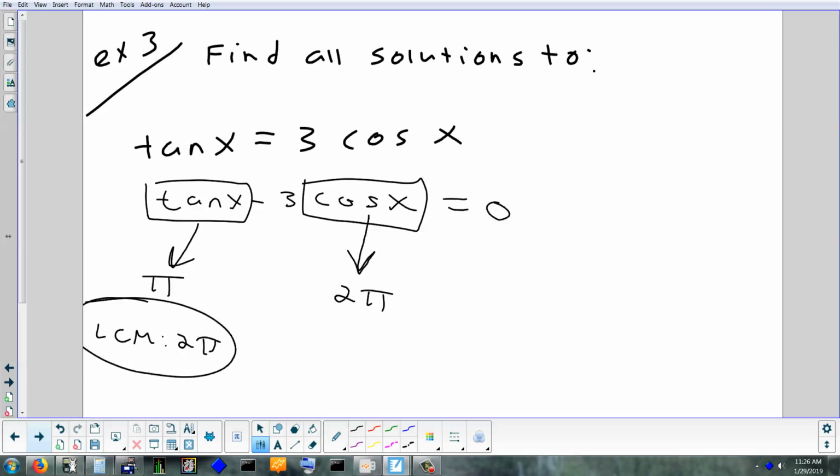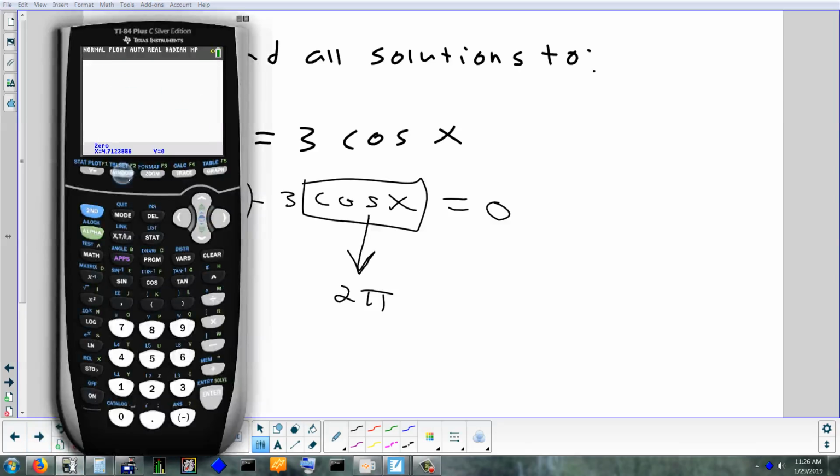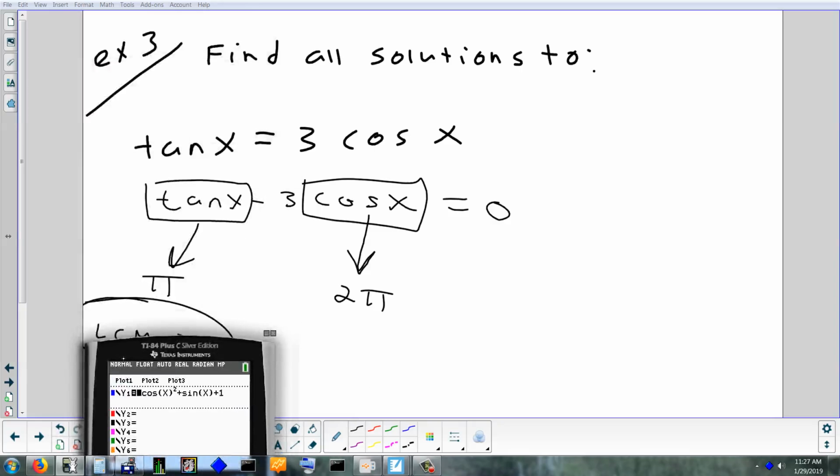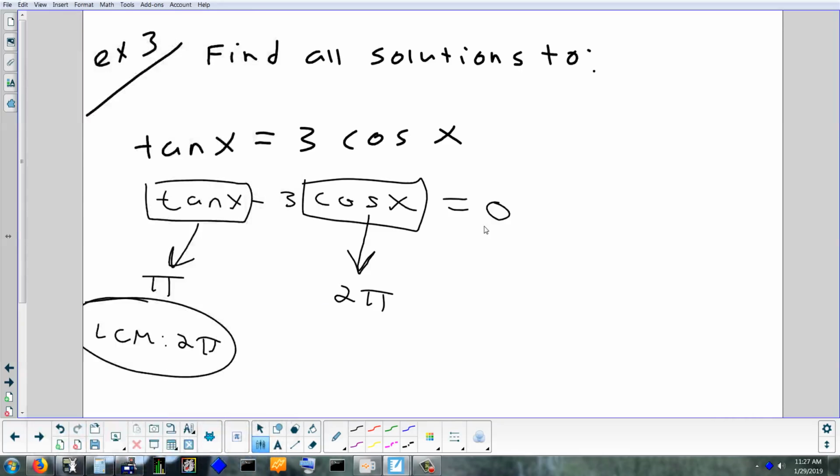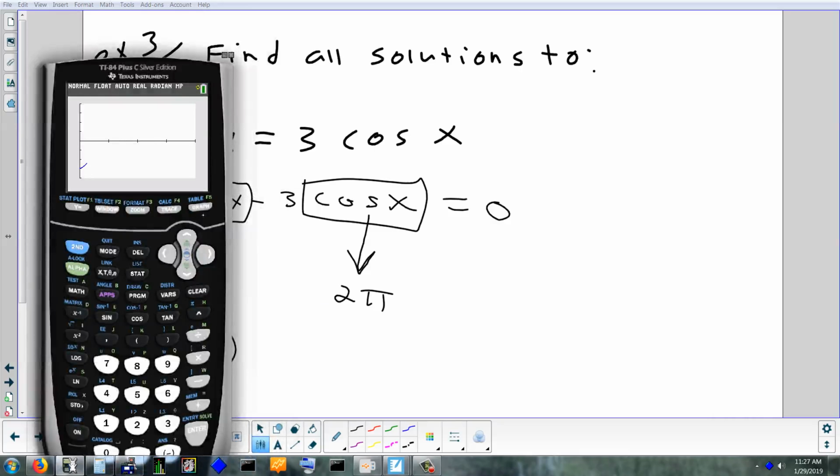All right, so we've got the least common multiple. What that's going to tell me, how big of a window on the calculator do I set? Set a window that's 2 pi units wide. And I've already got it, 0 to 2 pi. Now let's type in our equation. There's only one. So we got tangent x minus 3 cosine x. Now it might go off the screen. I don't really care if it does because I'm not looking for maximums or minimums. As long as I can see where it crosses the x-axis, I'm good.